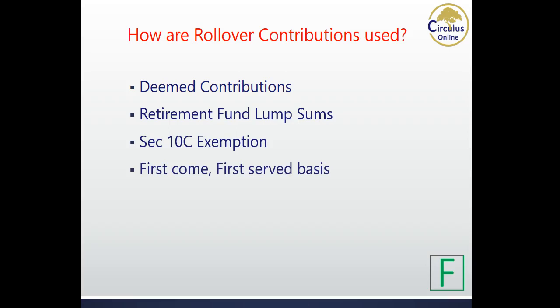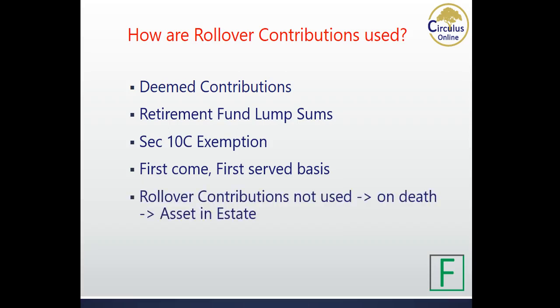It's not that you first need to apply it as deemed contributions and then apply it against lump sums and then Section 10C. You can use it for whatever you like, or the client can use it for whatever they like. First come, first served. So if there's a lump sum today, you use it against the lump sum. If there's nothing, you can use it as deemed contributions. If you've bought a compulsory annuity, use it as a 10C exemption, and you can actually apply it for all three of those in the same tax year as well. So no concerns or rules around how it can be used, but these are the three places where you can in fact still use these excess contributions.